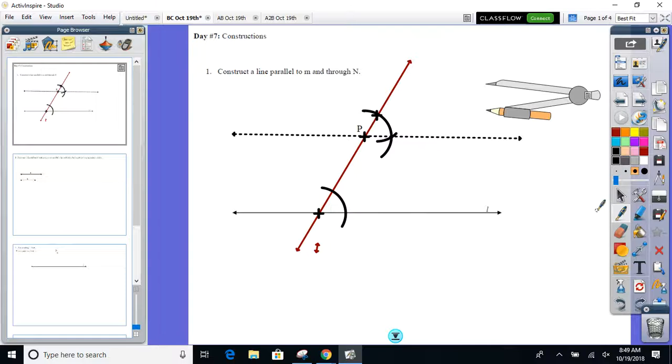Let me know if we need a little one-on-one time here. So reteach it because you weren't here. Draw a transversal through P in the line. Take your compass, put it on the vertex, swing an arc through. That transversal is going to need to be longer up here.